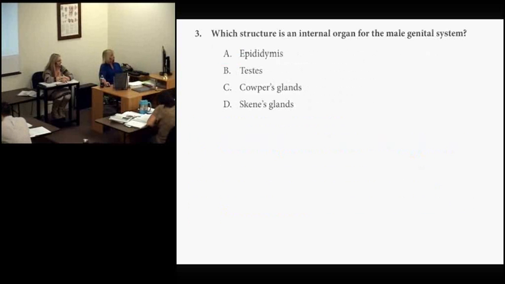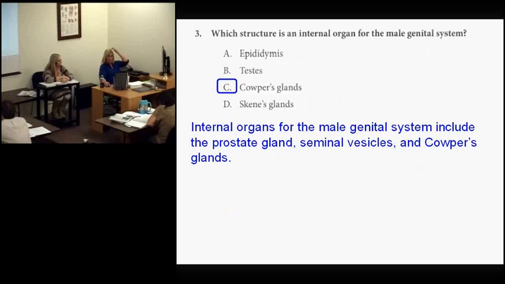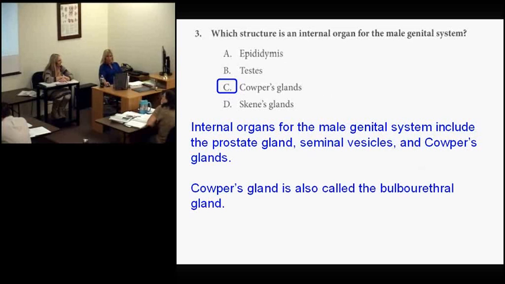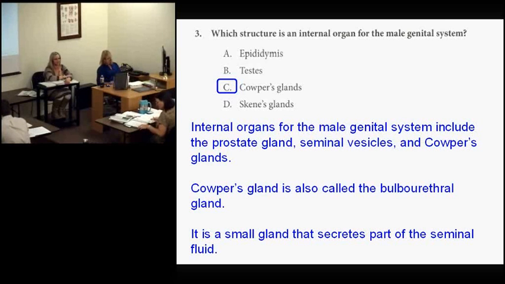What structure is an internal organ for the male genital system? It would be the Cowper's glands, and those are the glands that help to add fluid to the sperm. The internal organs for the male genital system include prostate, seminal vesicle, and Cowper's glands. The Cowper's glands is also called bulbourethral glands. So write that down next to a diagram. Cowper's glands are also called bulbourethral gland. You've got the male genitalia on page 324 of your CPT book. It is a small gland that secretes part of the seminal fluid. Page 324.